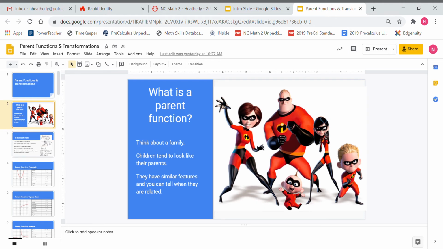So if you think about a family, and I love Disney and I love The Incredibles, so we've got a family here. The children tend to look like their parents. So they have similar features and you can tell they're related, but they're not identical, and there are some differences because you're combining two people to make one person. And so they've got similar characteristics, but they are different.